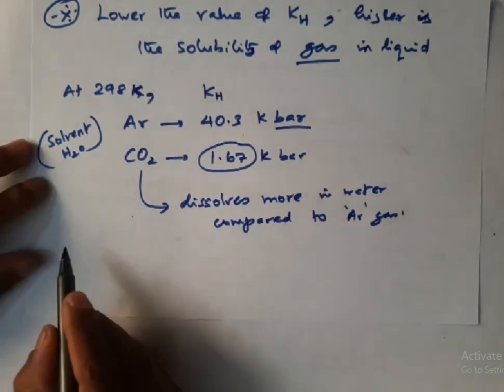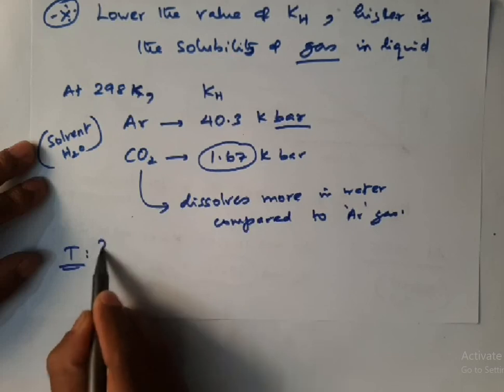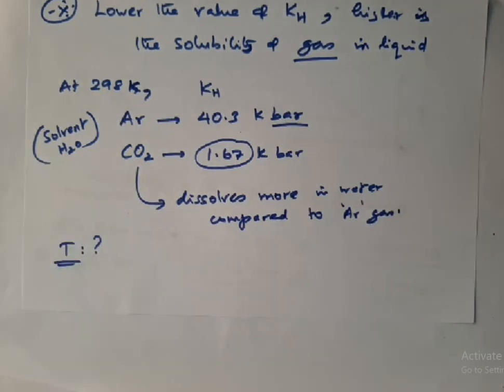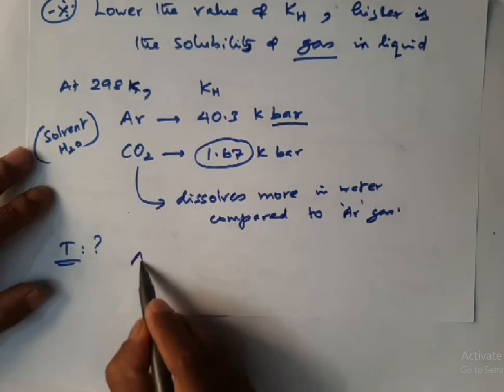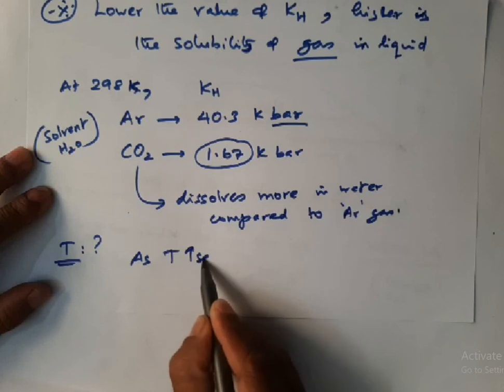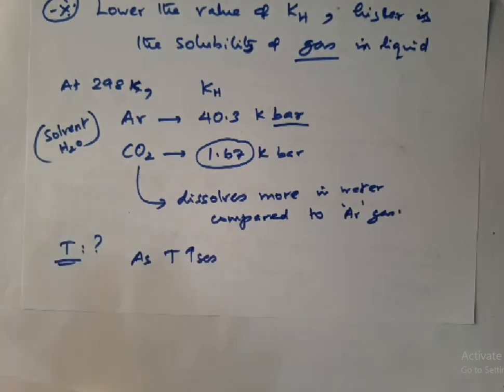What about temperature? How does temperature affect the solubility of a gas in liquid? Very simple. Students, keep this in mind: if we increase temperature, dissolved gas will go out. So what about the solubility? If more gas is dissolved in water, solubility is high. But if you increase temperature, dissolved gas will go out.